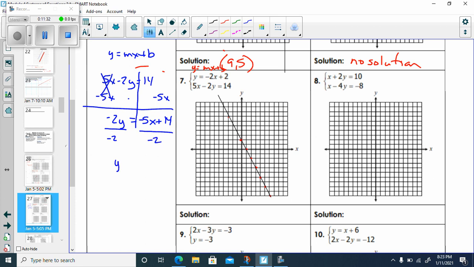I've now got y is equal to -5 divided by -2x, and then I got 14 divided by -2, which is -7. Negative divided by negative is a positive, so I got 5/2 x minus 7. See, now I've got it in a form where I can plot it. Let's start at -7. 1, 2, 3, 4, 5, 6, 7. And now I'm going up 5 and over 2. Up 1, 2, 3, 4, 5, and over 2.